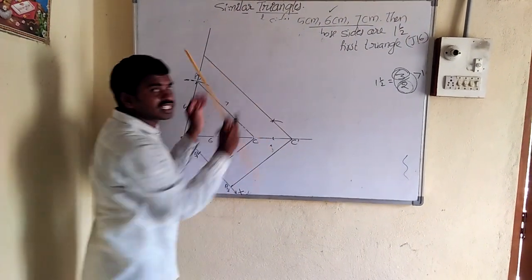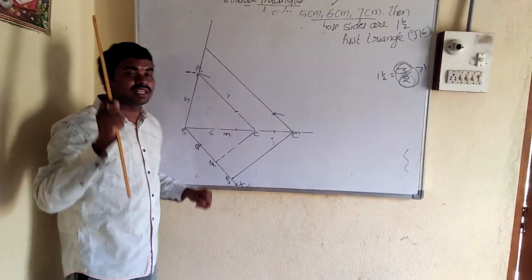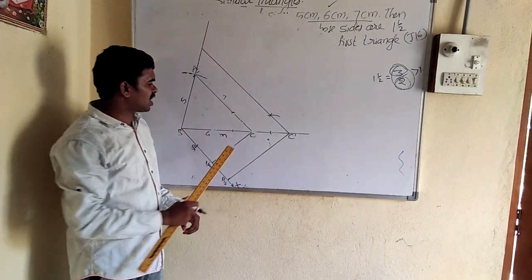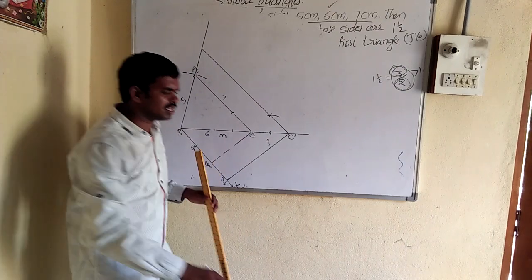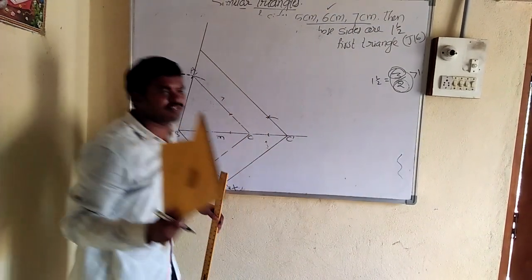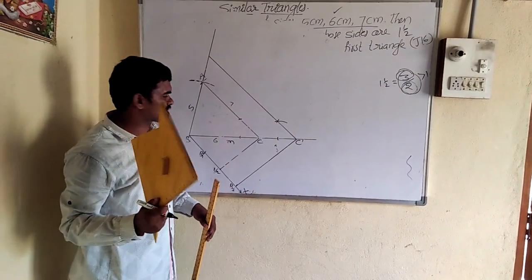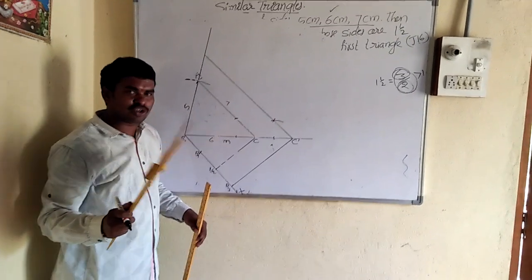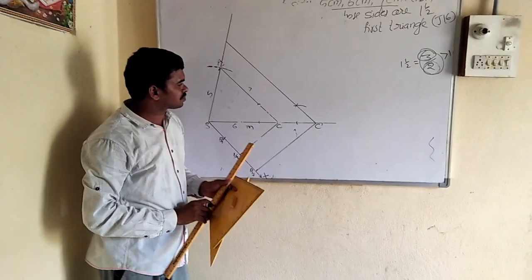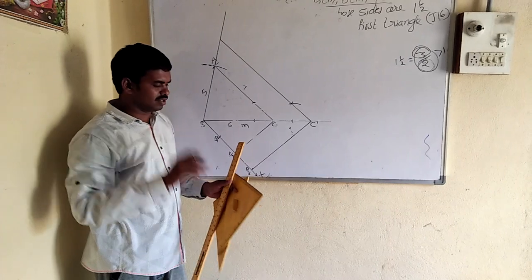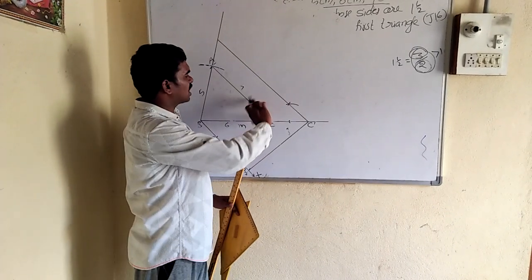Okay? Here are two ways I told you. Sorry, three ways I told you. So a parallel line can be drawn using this type of instrument, and with the help of a compass we can draw a parallel line.